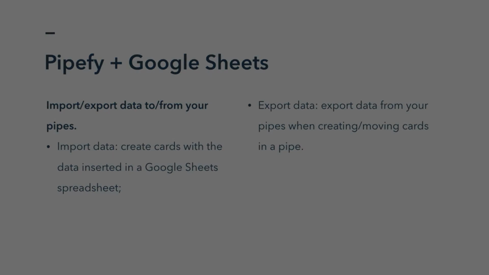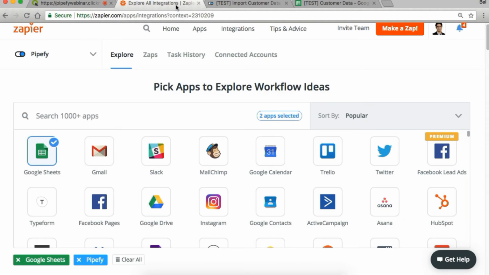Now, we're going to start working. For our Zaps, here's what we'll need. We'll need a Pipefy account with a pipe in it where our cards will be created and where they'll be moved to done, a Google account with a spreadsheet where we'll add the data and where we'll export the data to, and a Zapier account.